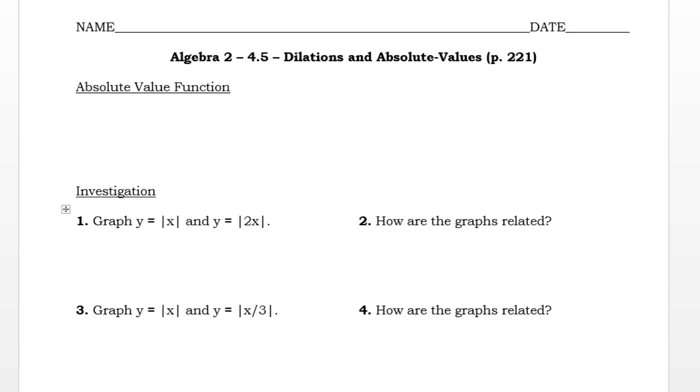Okay, this is Algebra 2, Lesson 4.5. In this lesson, we're going to talk about a new function as well as a new transformation. The function we're going to talk about is the absolute value function. That looks like y equals |x|, with two bars on either side of it. The absolute value is the distance from 0.